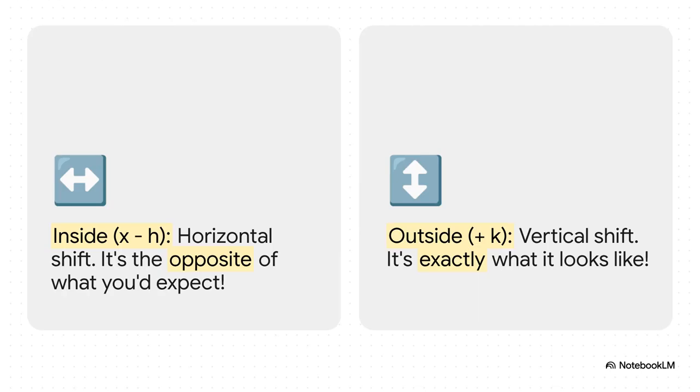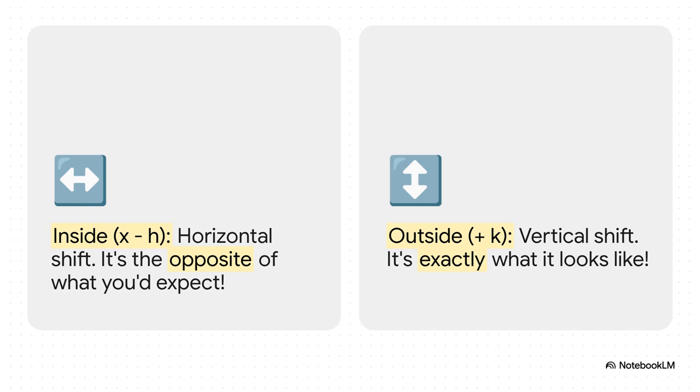So lean in for this one. The vertical shift k does exactly what you think it's going to do. Plus 3, it goes up 3. Easy. But that horizontal shift h inside the bars, it's a little trickster. It does the exact opposite of what your brain tells you. x minus 2, you'd think that goes left, right? Nope, it moves to the right.